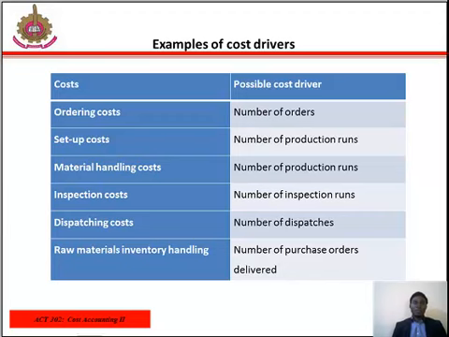And we have a number of others, which you can refer back to ordering cost. We have number of production units, which you can trace back to setup cost. You have number of production runs, of course, tracing back to material handling cost. You have number of inspection runs, which could be for inspection cost. And we have number of dispatches, which is dispatching cost. And then we talk about number of purchase order deliveries, and that is attached to raw materials inventory handling.